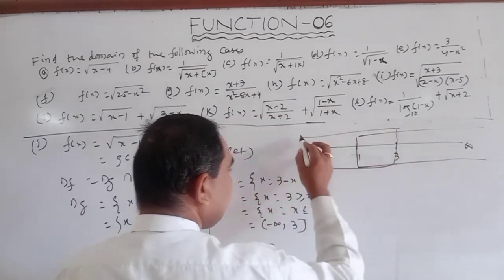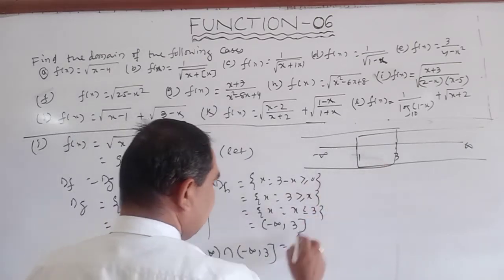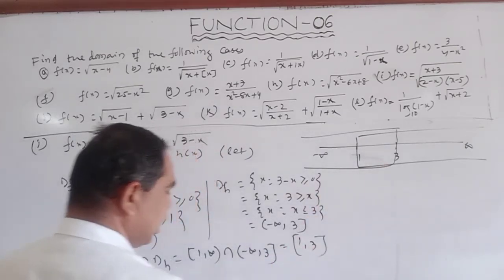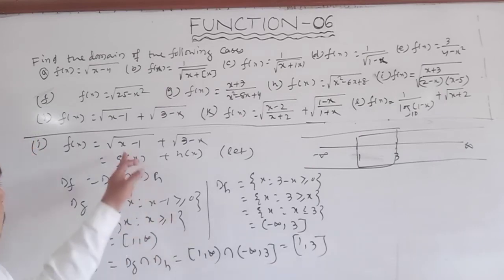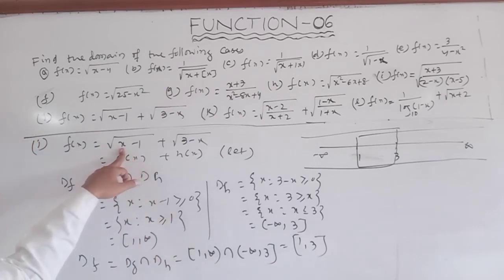So what is common? Common is 1 to 3, with square brackets. So this is the domain of f(x), which is equal to 1 to 3. Okay.